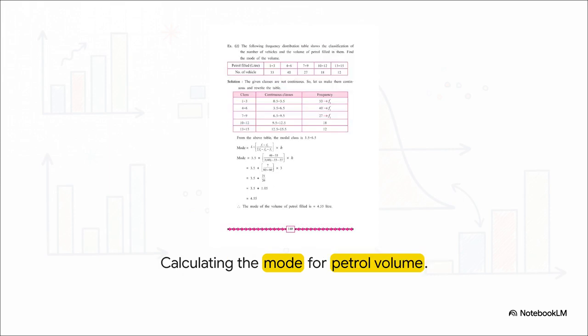Let us examine one more example together. This table shows the volume of petrol filled in vehicles. But wait, what do we notice here? The classes are 1 to 3, then 4 to 6. I must remind you to always stay alert. Watch out for that discontinuous class trap once again. We cannot proceed like this.